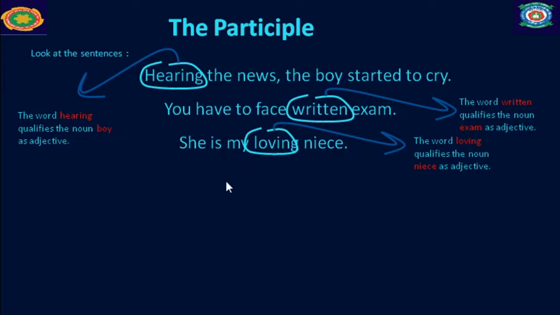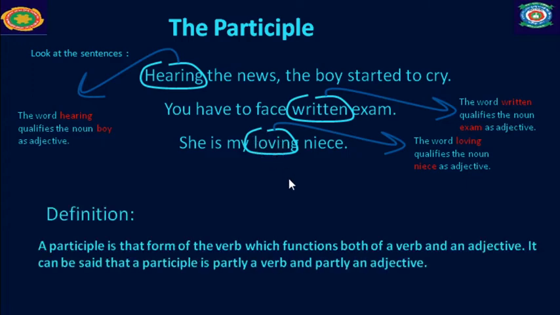Participle can be divided into three forms: present participle, past participle, and perfect participle. Here written is a past participle. Hearing is a present participle, and loving is also a present participle, right? Here loving is qualifying niece. Niece is a noun, so the participle acts as an adjective, you can see. So what is the definition here? A participle is that form of the verb which functions both as a verb and an adjective. I have previously said that participle has two functions: one is adjective, another one is verb.